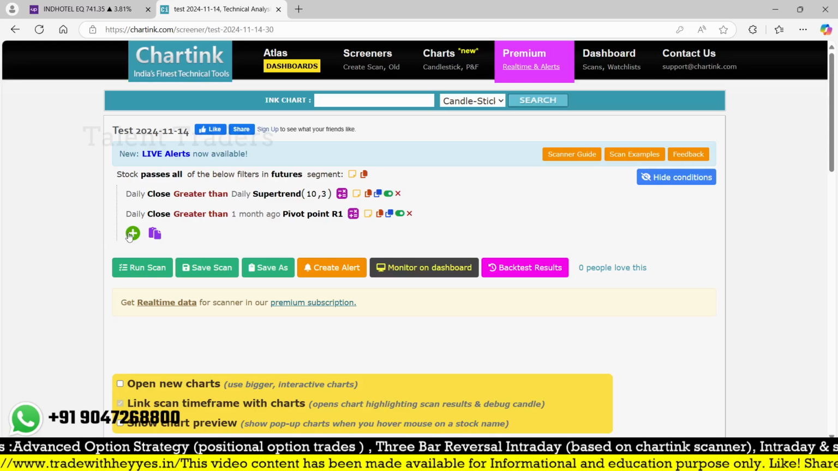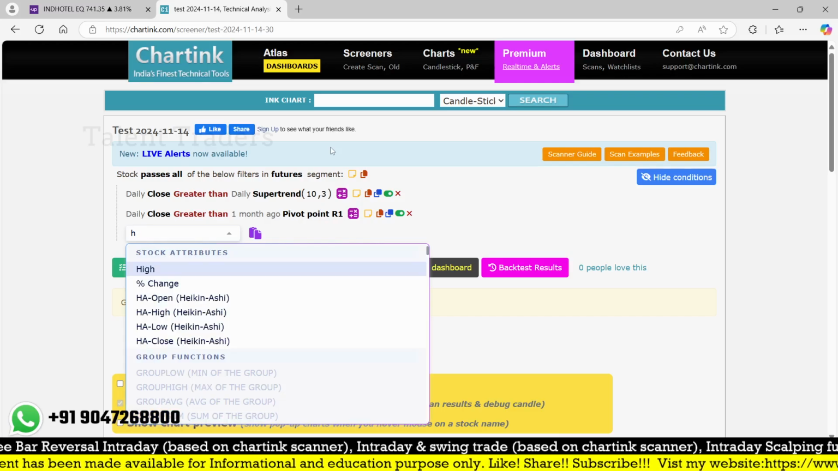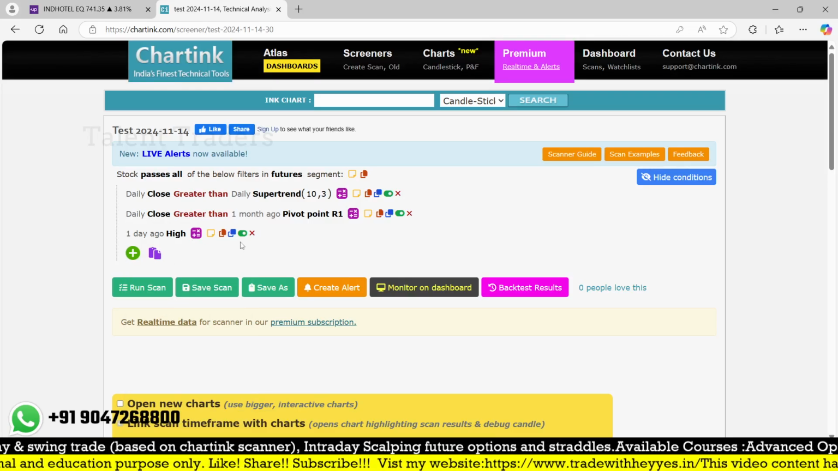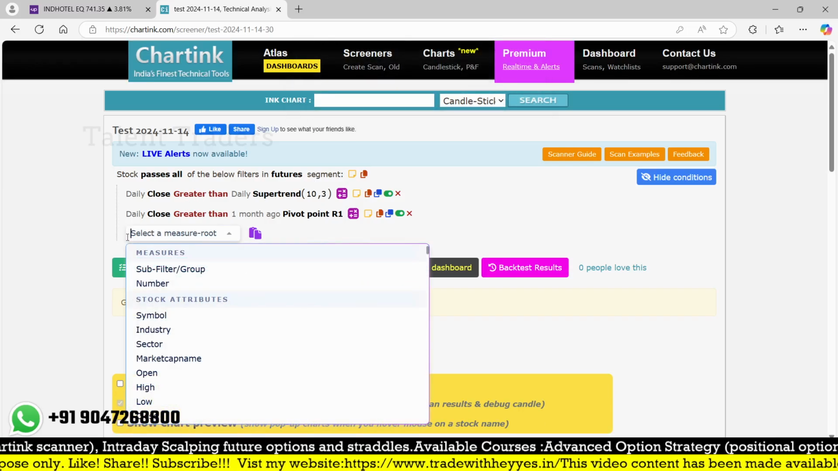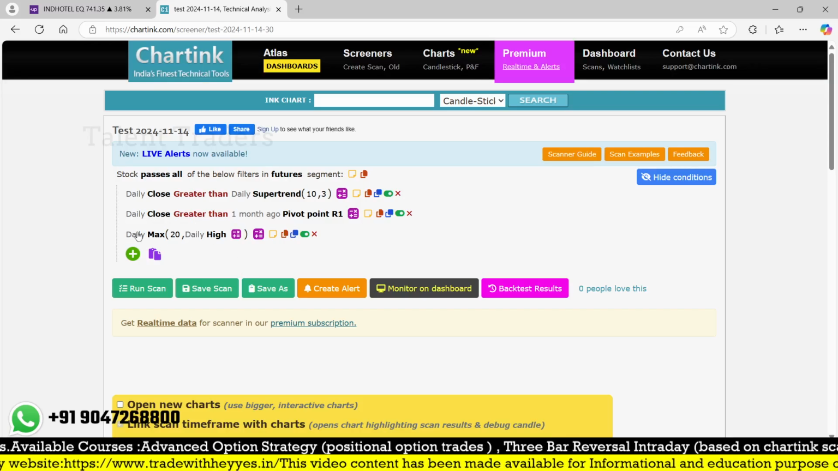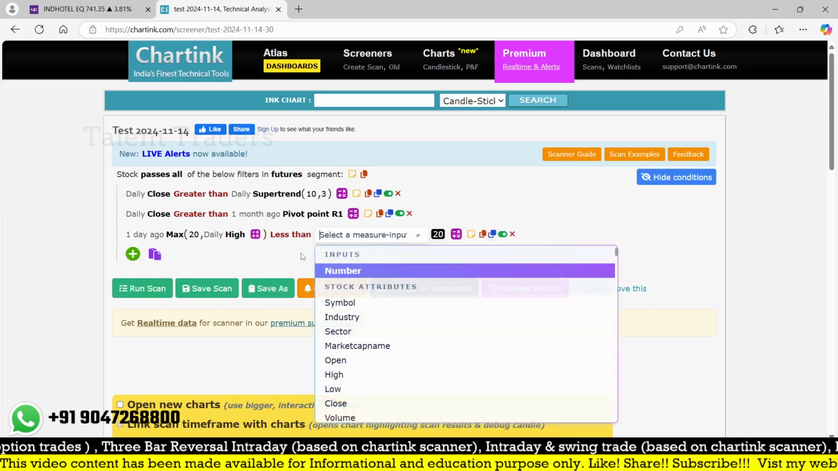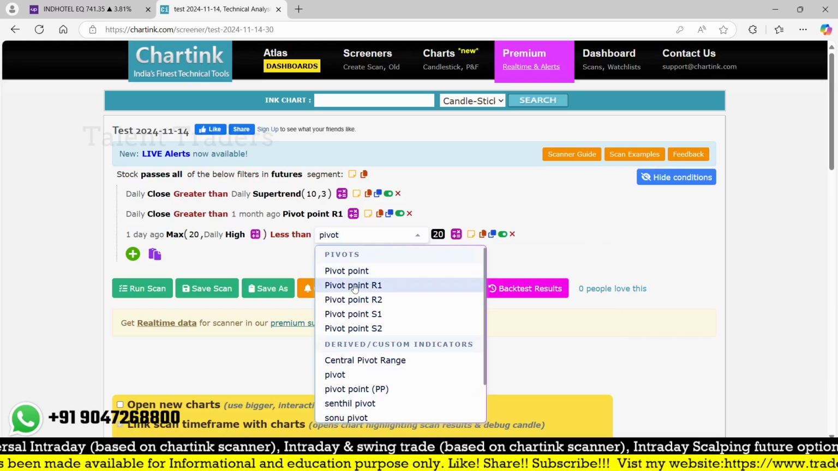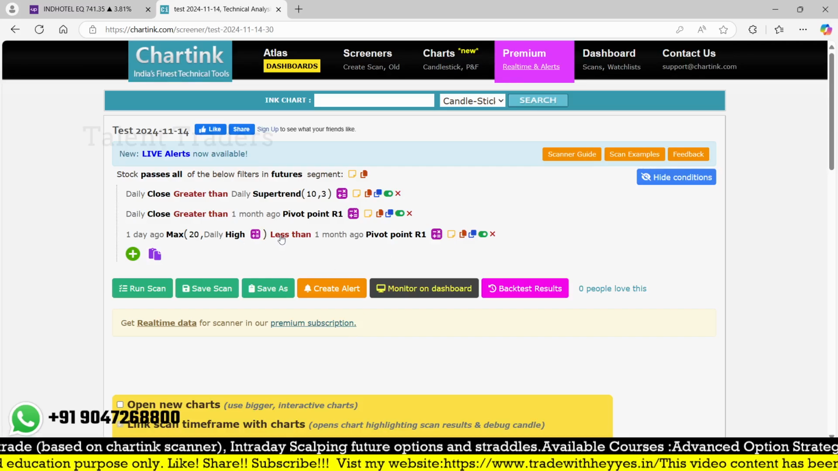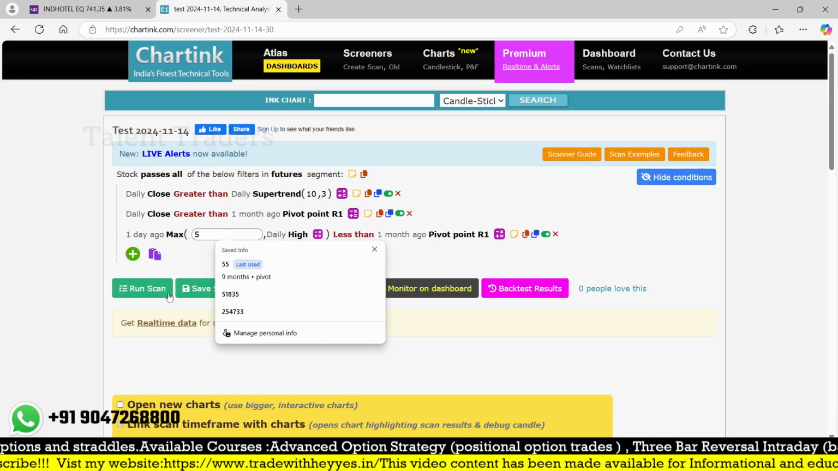So one more thing, the maximum high. We go to the high of 1 day ago, sorry, we should use the maximum function, maximum duration high. So the high from 1 day ago should be less than the pivot point R1 monthly. Because these are all calculations, 1 month ago, less than the day high, you can go for 10 days or 5 days, whatever. So let me go for this.